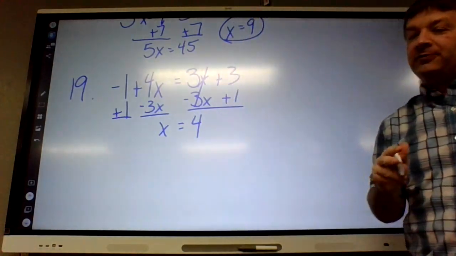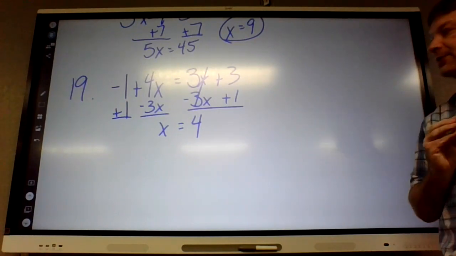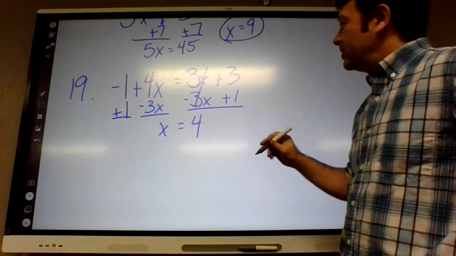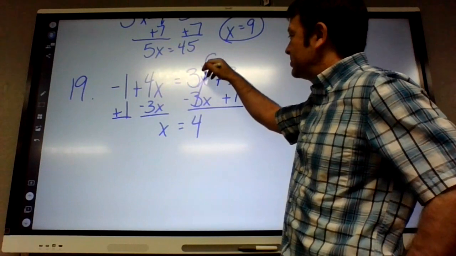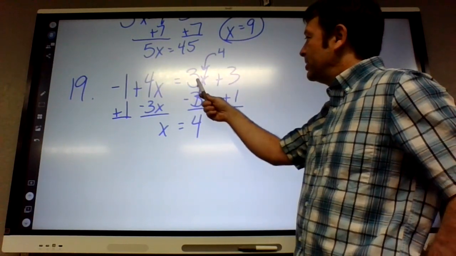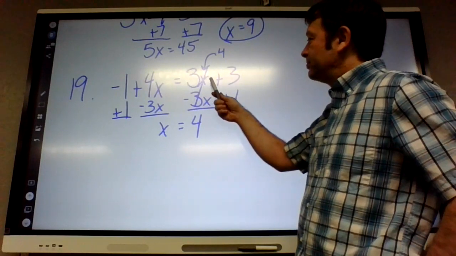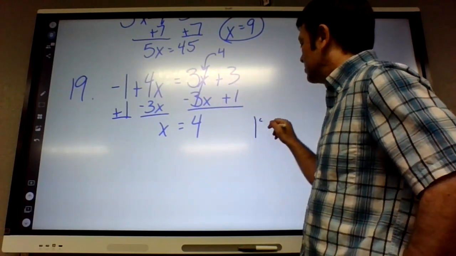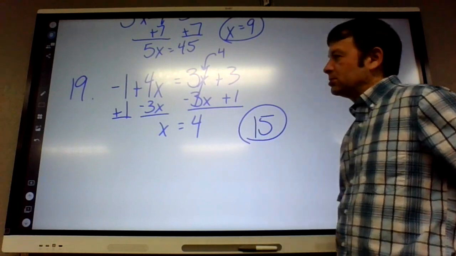Okay, and don't forget that's not the answer. How do I find the answer now? You just plug it in for one of the sides. Plug in 4 for one of the sides. Use the bottom one too. Now, they should be the same, right? It doesn't matter, but 3 times 4 plus 3 is 15. So the final answer is.